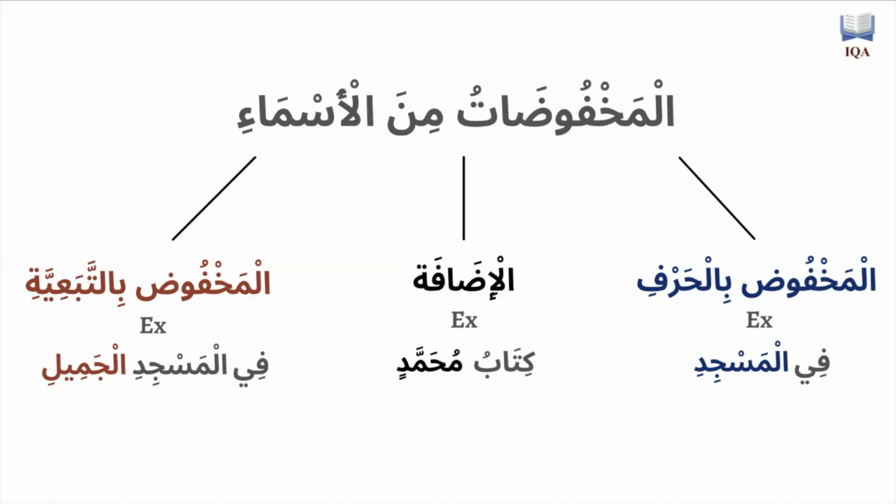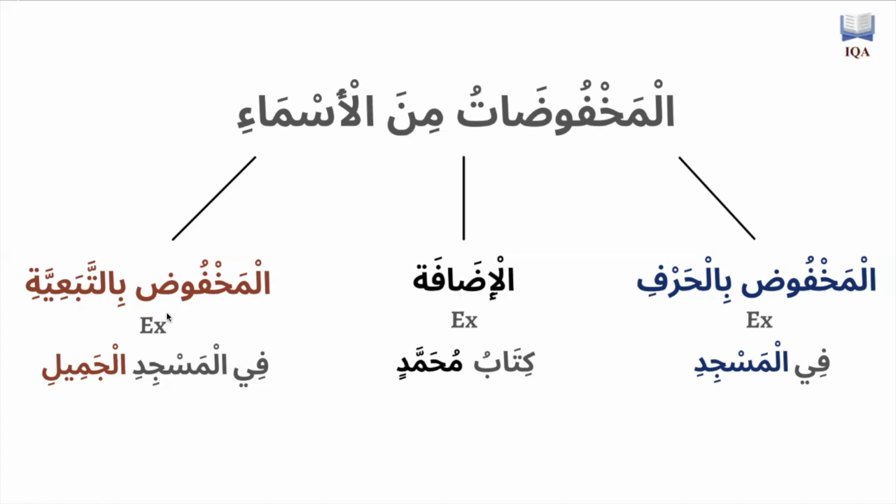So, al-makhfudat or al-majrurat min al-asma, the nouns, are as follows. We have the nouns that are makhfud or majrurun بالحرف, because of a harf, the harf being the harf jar. في المسجد, al-masjidi is majrurun. Why? Because of the harf jar fi. Then we also have al-makhfudat or al-majrurat, those nouns that are majrurun because of al-idafa, which is the construction where you have a mudaf and a mudaf ilayhi. The mudaf ilayhi is always going to be majrurun.